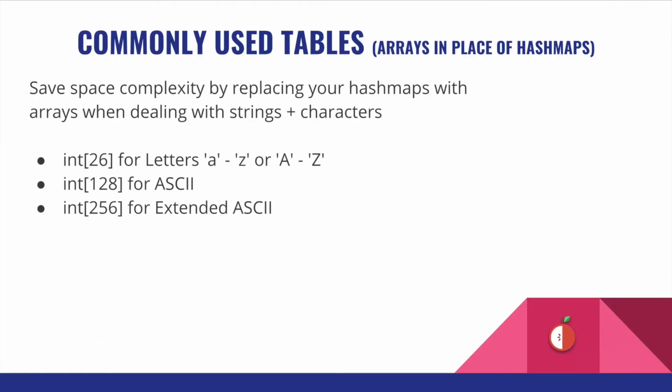Another technique that we can use is using an array as a hash map. This kind of goes back to using an array as an indices map. But specifically for strings, we can create integer arrays from 0 to 25 to represent the characters from A to Z, or maybe 0 to 127 or 0 to 255 for some of the ASCII tables.